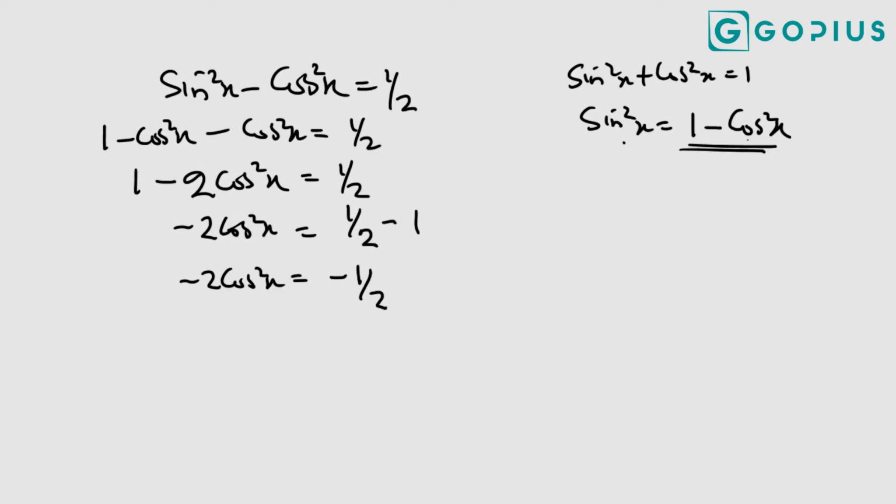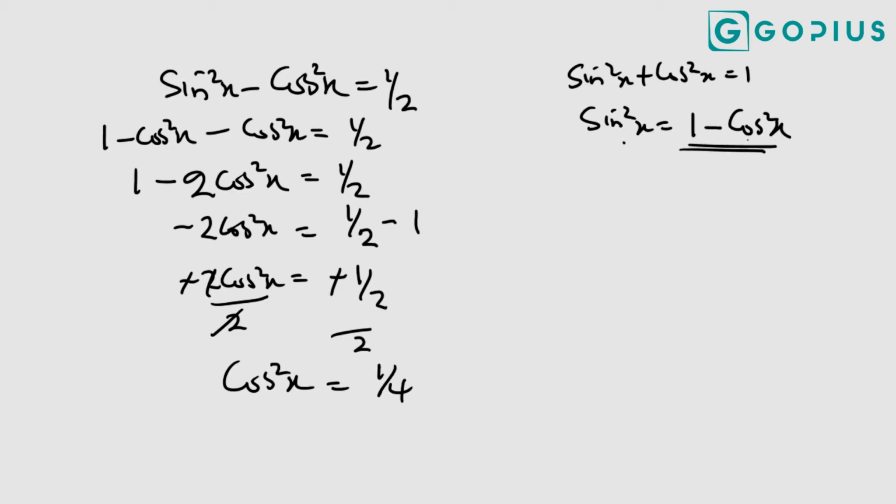Alright, so if I divide both sides by 2 now, this and this is gone. In fact, minus minus can also go. So I have that cos square x is equal to 1 over 2 divided by 2, which will give us 1 over 4. That's 1 over 2 times 1 over 2, which will give us 1 over 4.